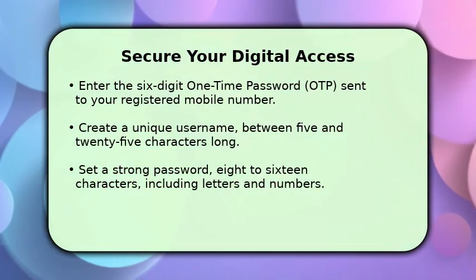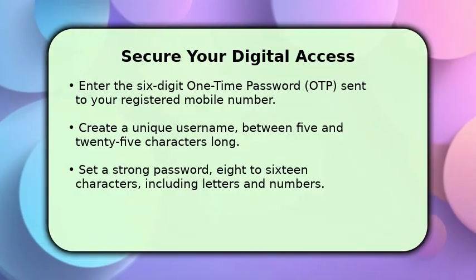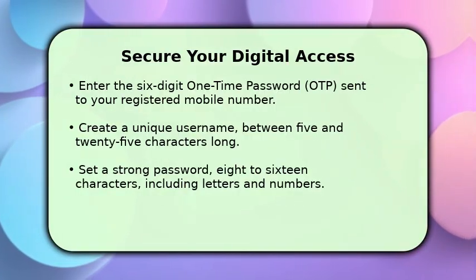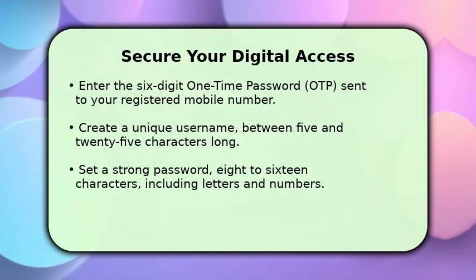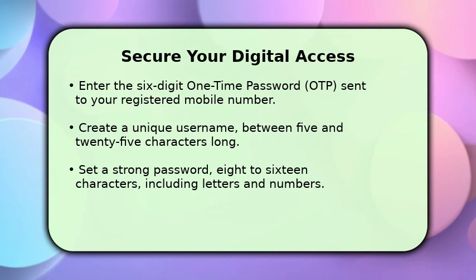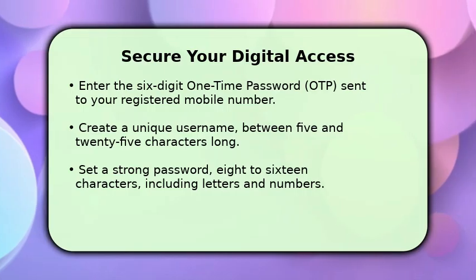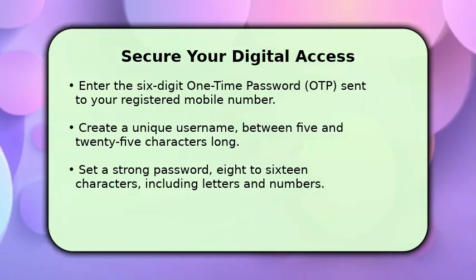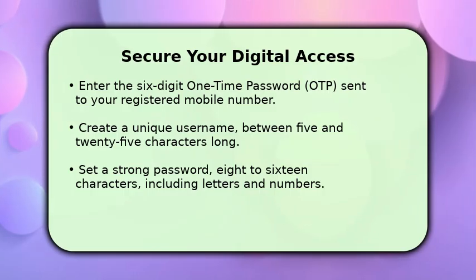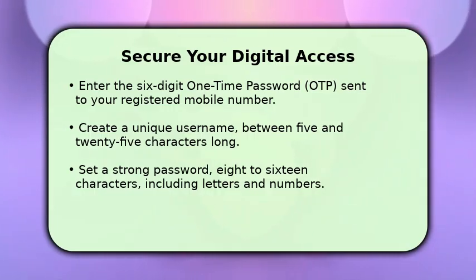After submitting your details, UBL will send a 6-digit one-time password, or OTP, to your registered mobile number for verification. Enter this code into the app. Then, you will create your unique username, which should be between 5 and 25 characters. Following this, set a strong password, typically 8 to 16 characters long, incorporating both letters and numbers for enhanced security.